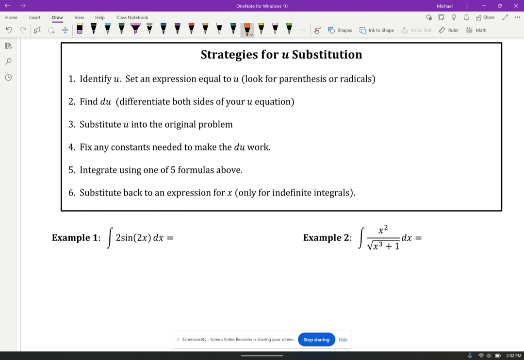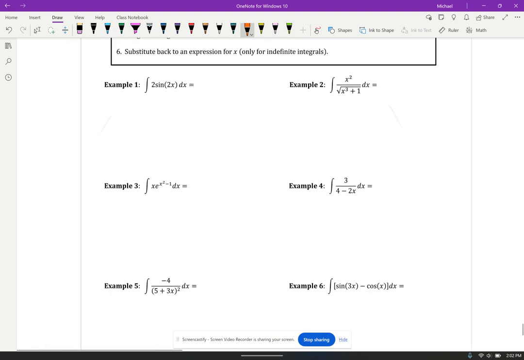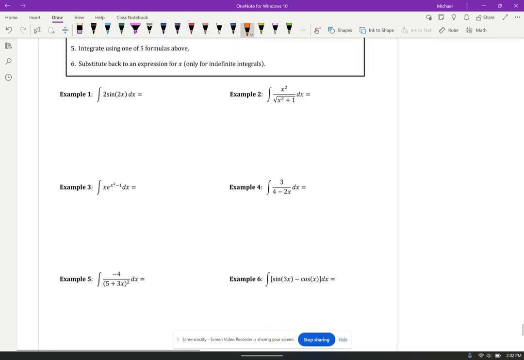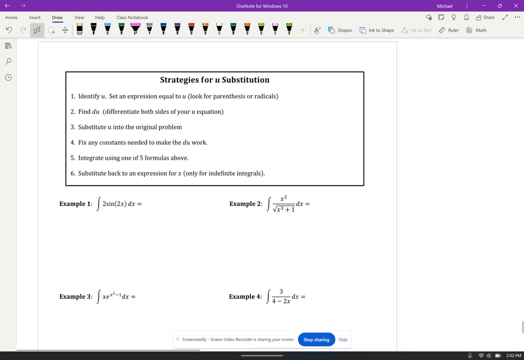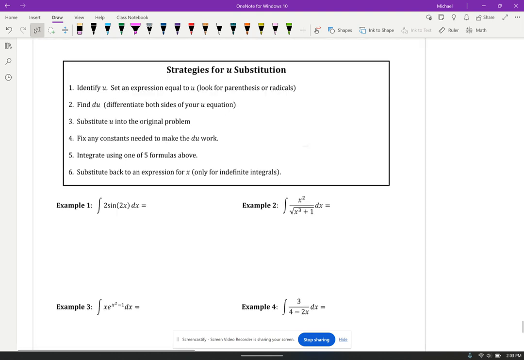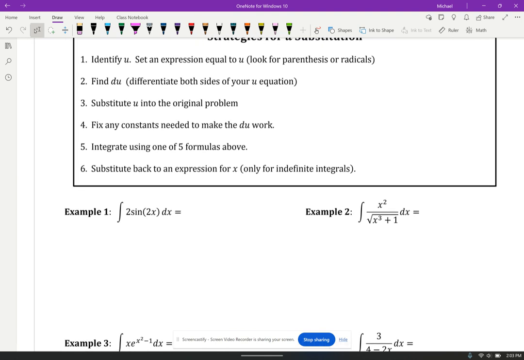So here's what we're going to do. At the end of this video, I'm going to help identify all of the u expressions in these examples. So we have 6 different examples. We're going to identify the u, and we're going to find du. So we're going to do steps 1 and 2 in this video. In the subsequent videos, we'll continue to practice the rest of this recipe, if you will, to make sure that we can take the antiderivative of a situation where there's an inside-outside function or composition.